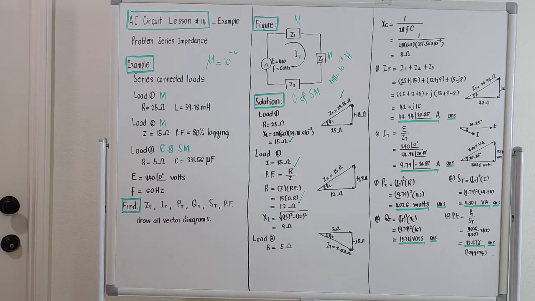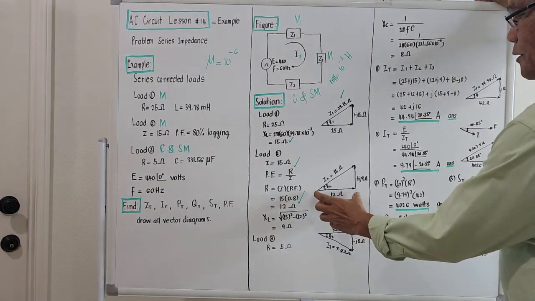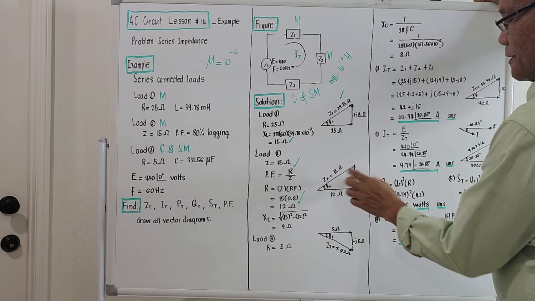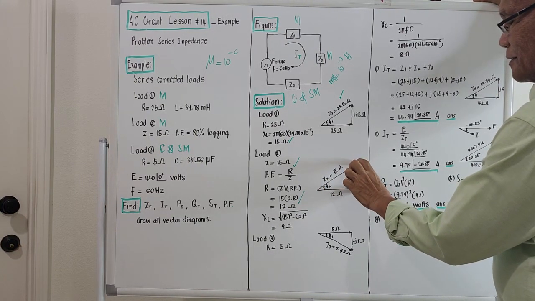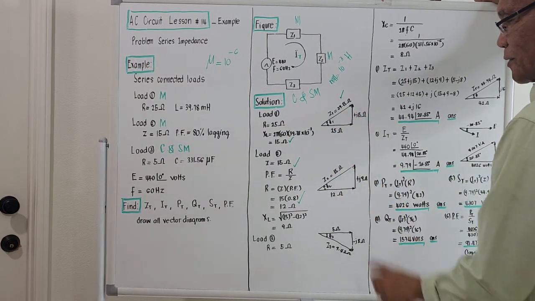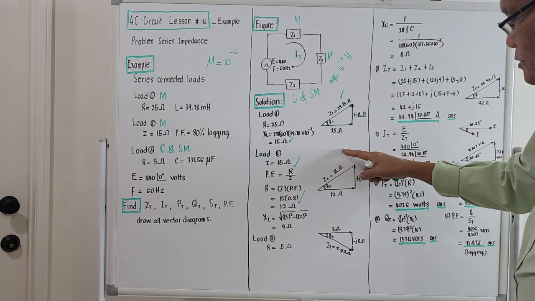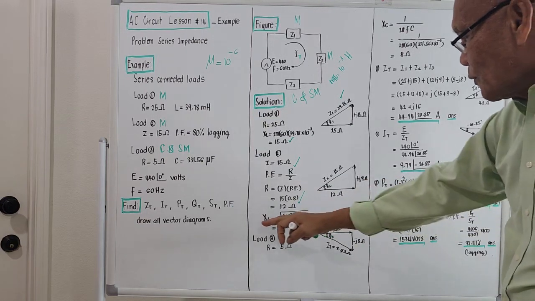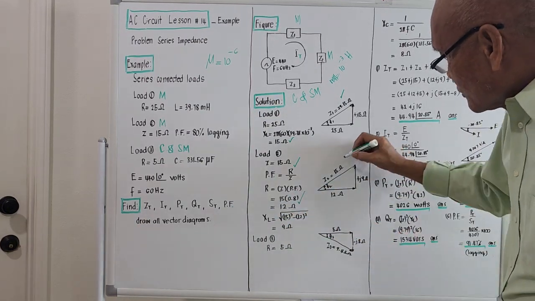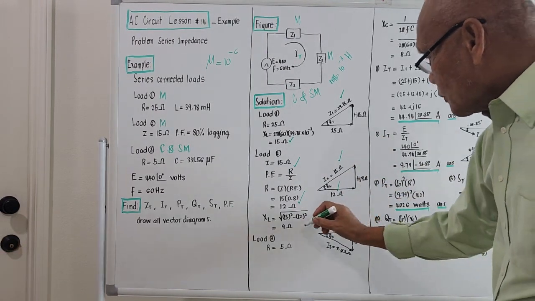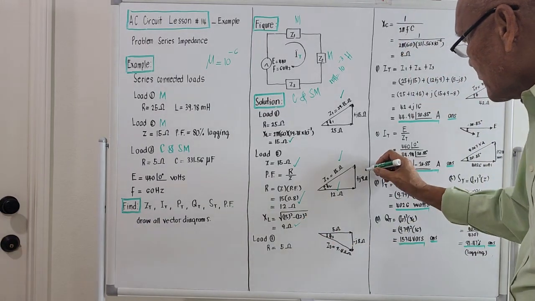Okay, so how could we compute for the value of X of L? We computed the value of R to be 12 ohms. The impedance for load number 2 is 15 ohms. We are looking for this side here. It seems we are given the hypotenuse and the adjacent side. So using the Pythagorean theorem, X of L should be the square root of 15 squared minus 12 squared. And X of L is exactly 9 ohms.